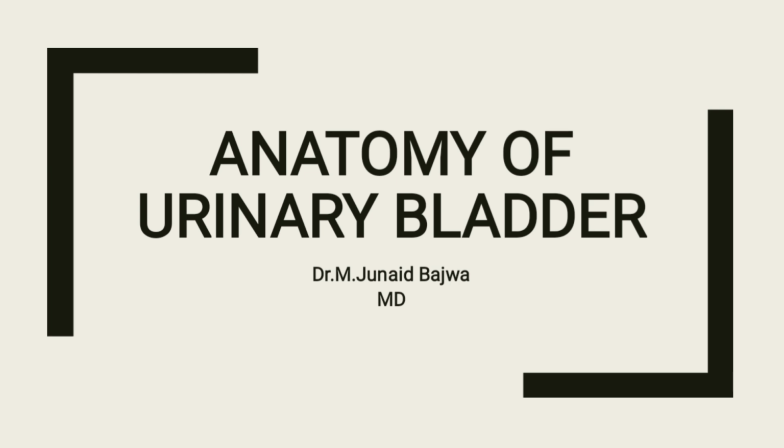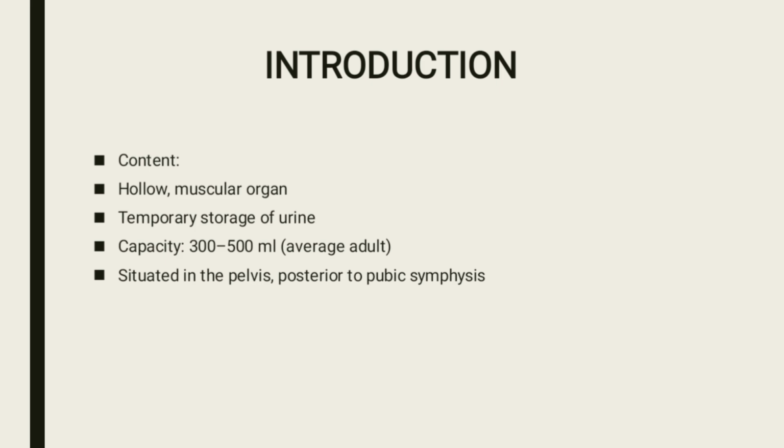Today we will discuss the anatomy of the urinary bladder. First of all, we will start with the introduction. The urinary bladder is a hollow muscular organ that stores urine temporarily before micturition. In adults, it usually holds around 300 to 500 milliliters of urine. It is located in the pelvic cavity just behind the pubic symphysis.